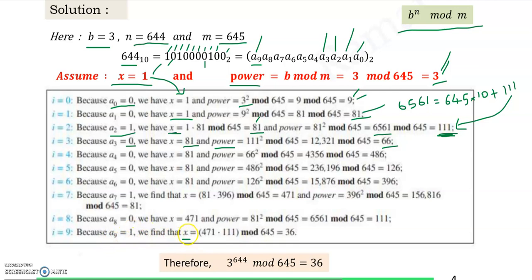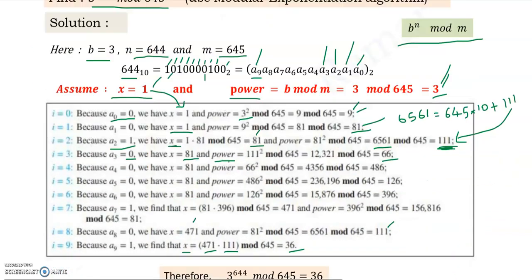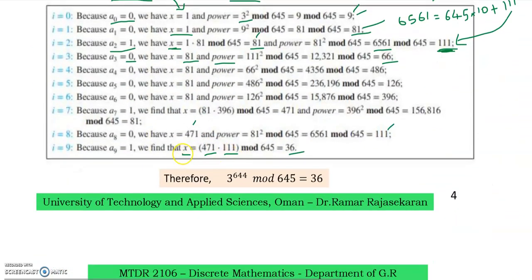So what is x? The previous x multiplied by the power, then apply the modulo. The previous x is 471, the previous power is 111, you multiply both, then apply the modulo, you will get the remainder 36. Then you can stop the process. You see the algorithm. Finally you have to calculate x, that is b to the power n modulo m. The final x is this, 36.